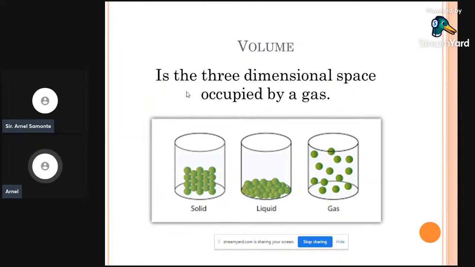Volume is the three-dimensional space occupied by a gas. So let's proceed to the volume of solid, liquid, and gas. Pag sinabi natin ang volume ng solid, is more compact or almost dikit-dikit than the liquid.